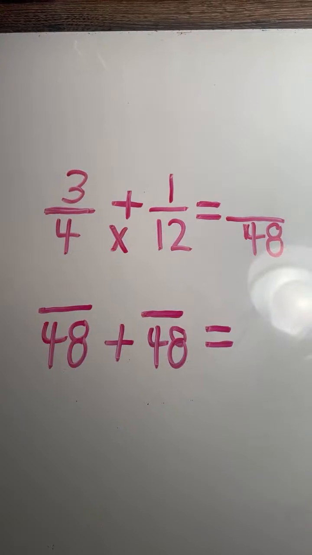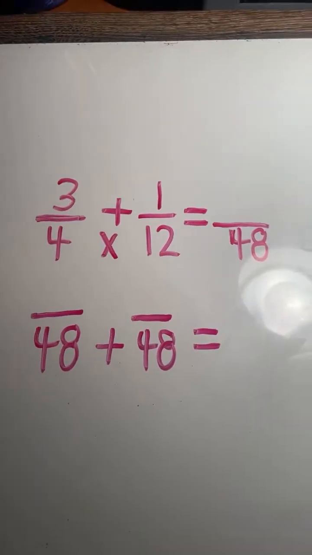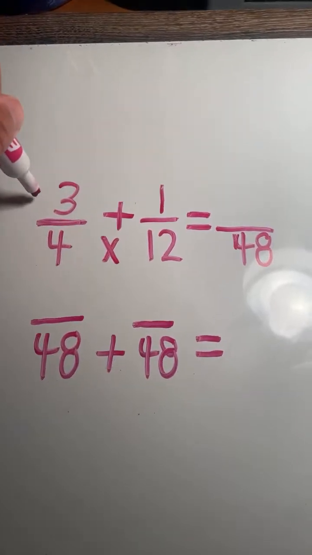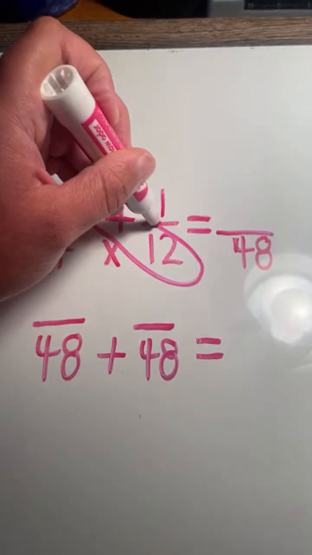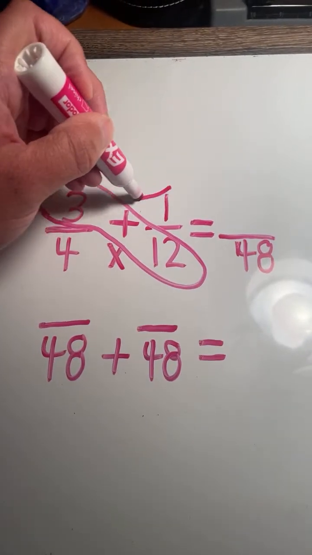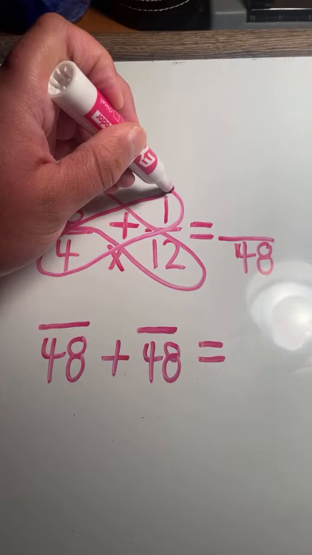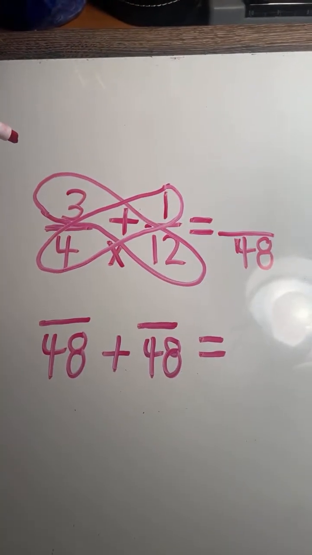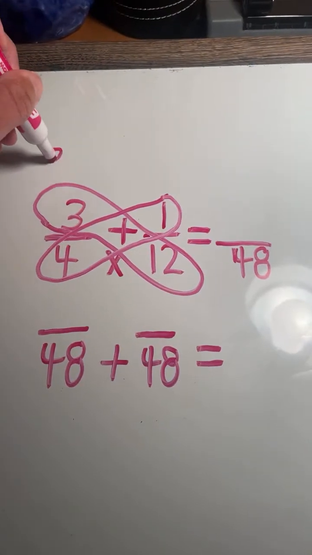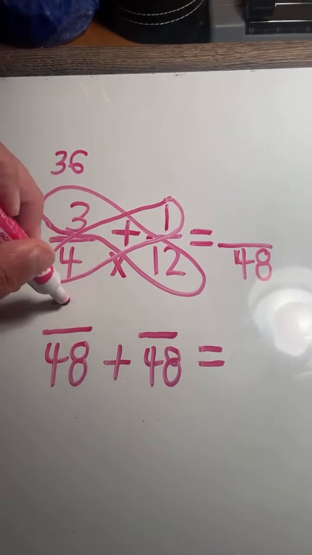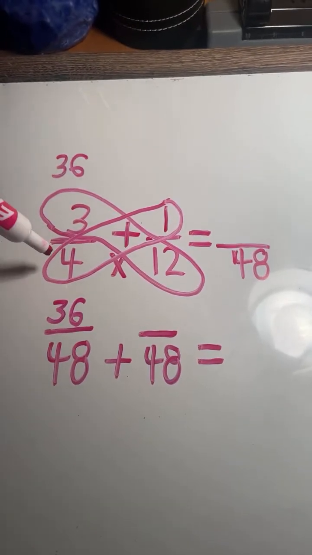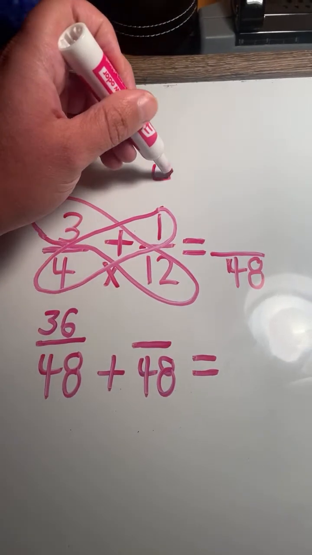Now to find our numerators, we have to multiply each numerator times the opposite denominator. So the 3 in 3/4, we have to multiply that times 12. The 1 in 1/12, we have to multiply that times 4. So 3 times 12 equals 36. 4 times 1 equals 4.